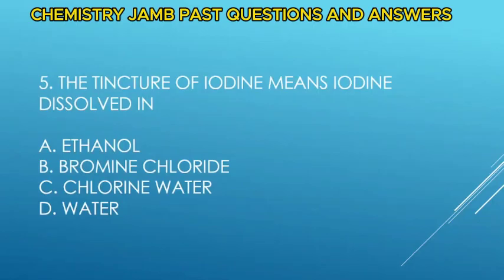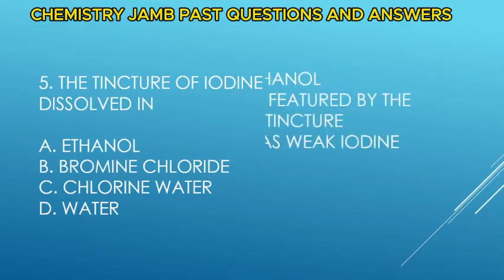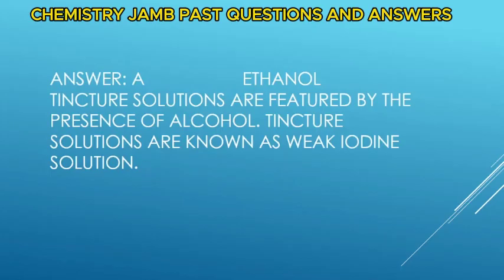Question number 5. The tincture of iodine means iodine dissolved in A. Ethanol, B. Bromine chloride, C. Chlorine water, D. Water. The answer is A, which is ethanol. Tincture solutions are characterized by the presence of alcohol. Thus, tincture solutions are also known as weak iodine.